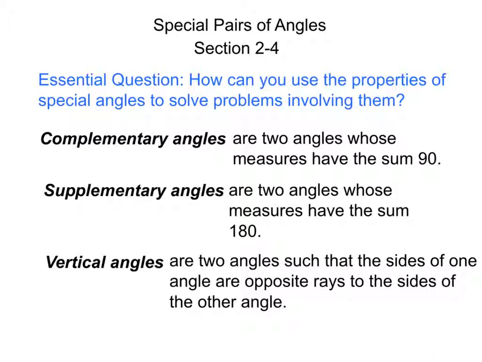Now, personally, I don't like the term vertical angles because that implies that they're vertical, and that is not true at all. A better term for vertical angles, I feel, should be opposite angles because they are opposite each other. They're not necessarily vertical. You can have horizontal vertical angles.